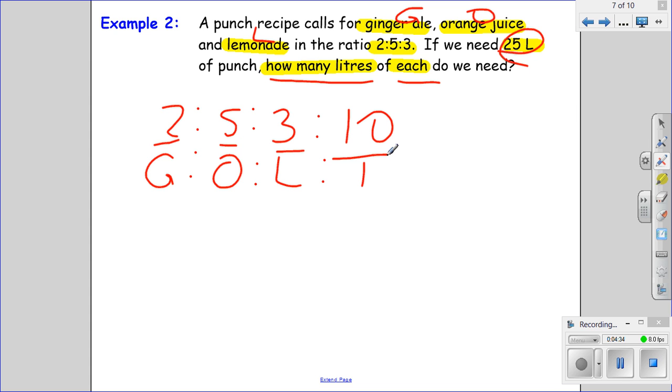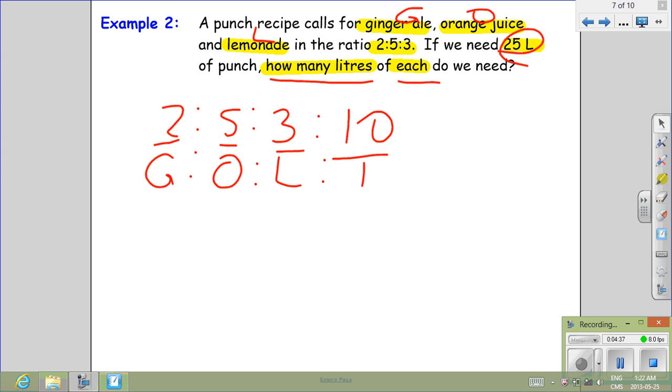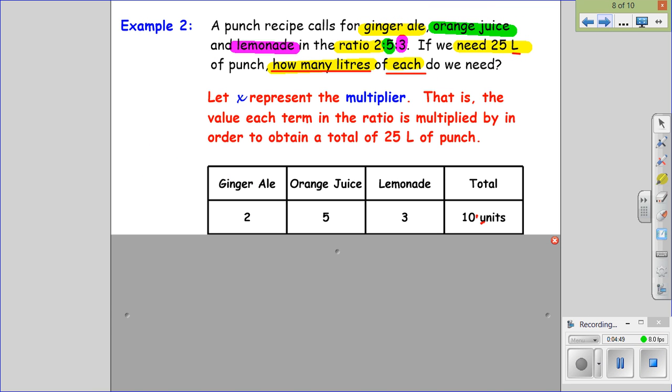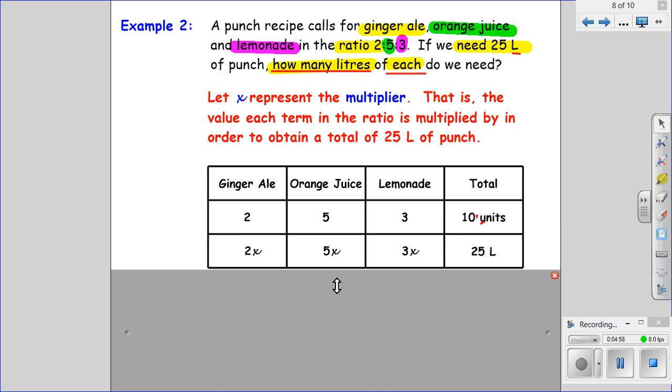So that's important too. Now when I do this question, I'm going to have to multiply each of those numbers, the 2, the 5, and the 3, and the 10, by the same number in order to create that 25 liters total. So we're going to call that a multiplier, and we're going to let the multiplier be x. That's the value each term, the 2, 5, and 3, is multiplied by, in order to get a total of 25 liters of punch. So I've got 2x, 5x, and 3x, and together it's going to give me 25 liters.